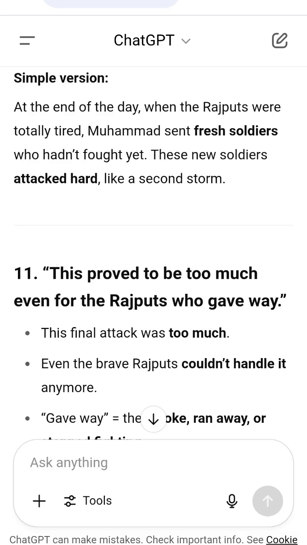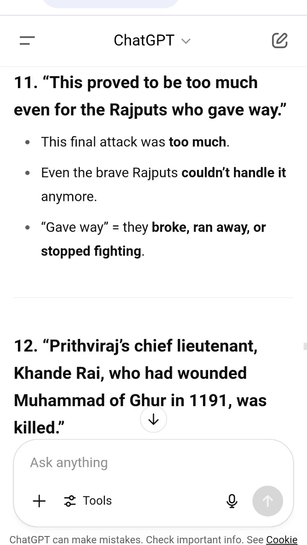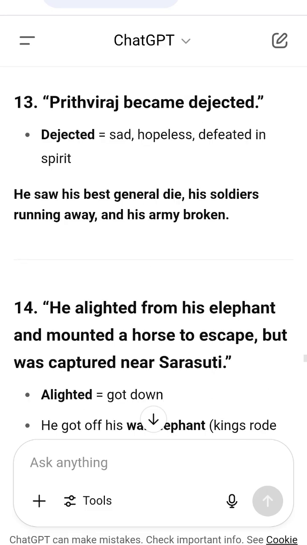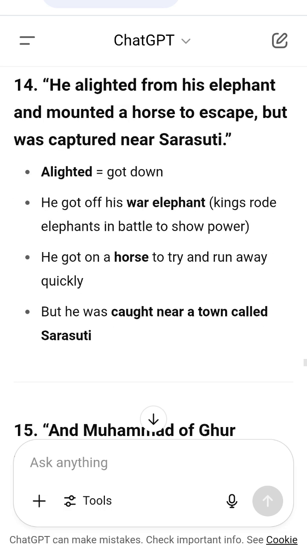Major events that turned the tide. Kande Rai, the hero of the first battle who had injured Muhammad of Ghur in 1191, was killed in this battle. This was a huge loss for Prithviraj's army. Prithviraj himself felt hopeless and defeated. He got down from his royal war elephant and tried to escape on horseback.